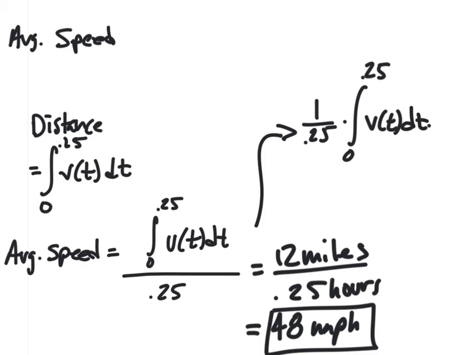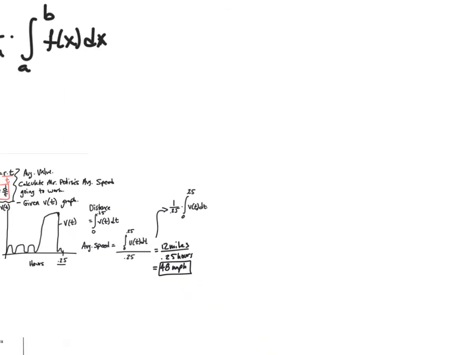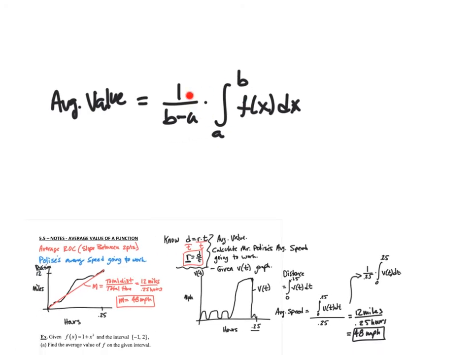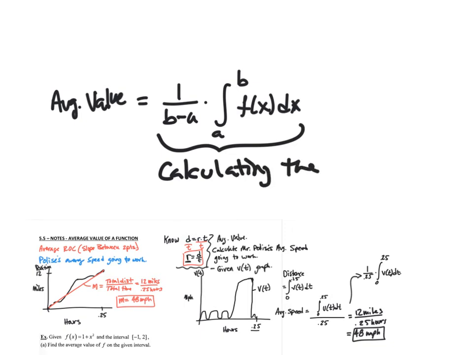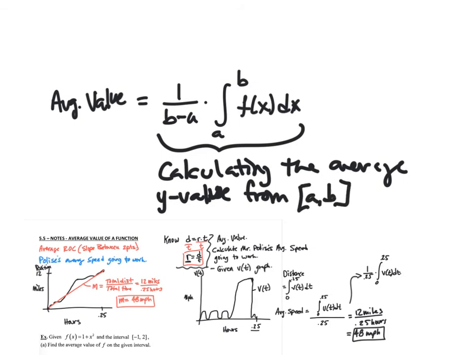Okay, so we get this general formula, but really what we're doing for the average value is calculating the average y value from the interval from a to b. We're really just adding up all these different y values and then dividing over that time interval, and that gives us our average value, okay?